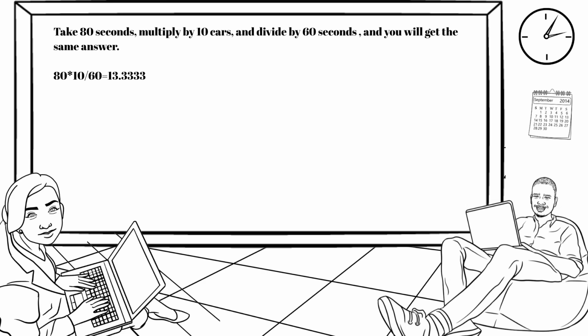It is useful to notice that you can calculate it in a different way. Take 80 seconds, multiply by 10 cars, and divide by 60 seconds, and you'll get the same answer. 80 times 10 divided by 60 is equal to 13.3.